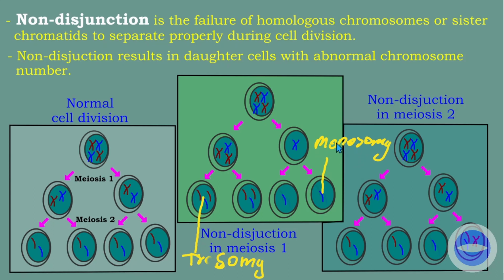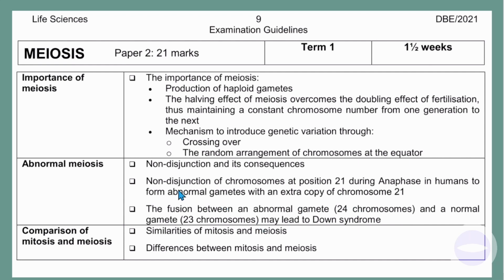So these are very important. It's monosomy. My handwriting is not the best, but I hope you can see. This is trisomy. And monosomy is when a cell has one less chromosome than it's supposed to have, while here it has one more chromosome than it's supposed to have. This process we call non-disjunction. The result of non-disjunction is a cell with an abnormal number of chromosomes. These are the consequences of non-disjunction. Another thing, non-disjunction of chromosome 21 during anaphase in humans forms abnormal gametes with an extra copy of chromosome 21.